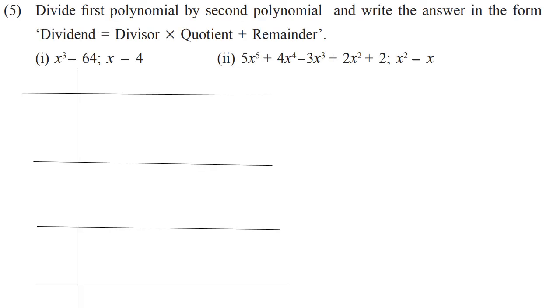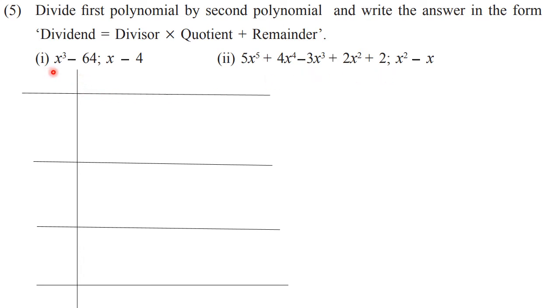Question number 5. Divide the first polynomial by the second polynomial and write the answer in the form: dividend is equal to divisor into quotient plus remainder. This formula you have studied in lower standards also, and in solved examples also we have seen this formula. Now here there are two questions given. Out of that I am solving the first one. The second one you will try by yourself. If you face any problem you can ask me.